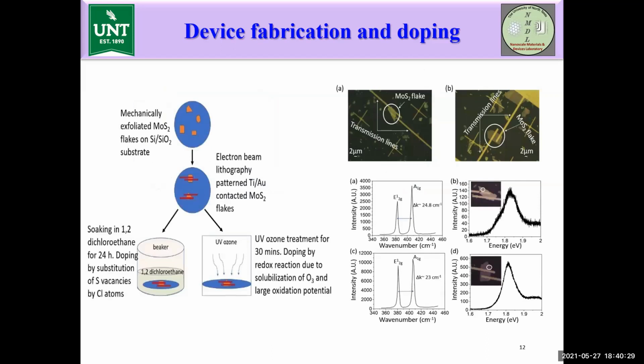So, starting with the device fabrication and doping. The way we fabricated our device is we started with the bulk MoS2 layer, and we exfoliated it several times by Scotch tape technique and transferred it onto the silicon dioxide substrate. And we used electron beam lithography to pattern our contacts, which were titanium gold, 10 nanometer titanium, 100 nanometer gold contacts, which were deposited and lifted off.